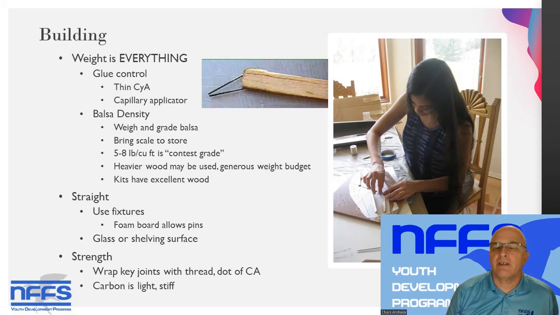Balsa density is important. Most of what you find at Hobby Lobby is going to be 16 to 20 pound wood. 5 to 8 pounds per cubic foot is contest grade. That's hard to find locally, and it's really not necessary for Science Olympiad. You can be in the 6 to 10, 6 to 12 pound per cubic foot range and still build to weight. Most of the kits that we mentioned have very excellent wood, so wood selection isn't going to be a big issue.